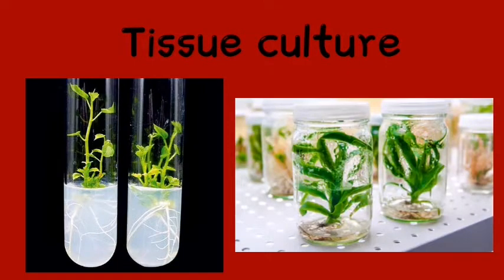Another method of vegetative propagation in plants is tissue culture. It is the method of developing plants from a mass of tissue. It is the modern technique of vegetative propagation. Here, a piece of tissue is cut from a plant and kept in a suitable medium of nutrients. This method is used for obtaining virus-free plants in banana, potato, sugarcane, etc.